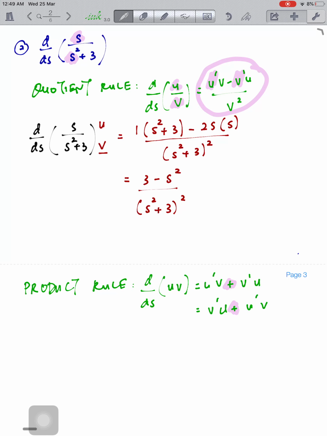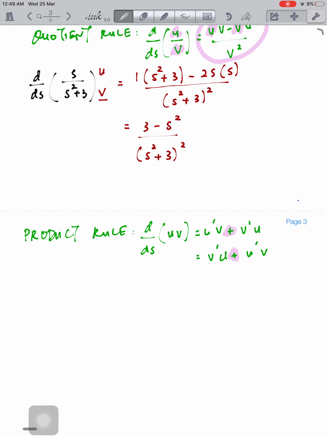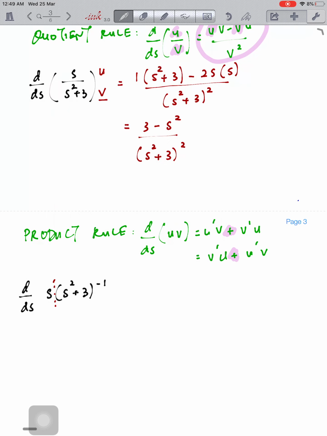However, if you wanted to use product rule, it has to be in terms of a product, so you have to change your function a little bit. So make it in terms of a product of s being multiplied by s squared plus 3. When you bring that up, it's going to be s squared plus 3 to the power of -1. And from here, we identify that this is going to be u and this is going to be v, or it could also be the other way around. It doesn't matter for product rule. But for quotient rule, at the top is always u, at the bottom is always v.